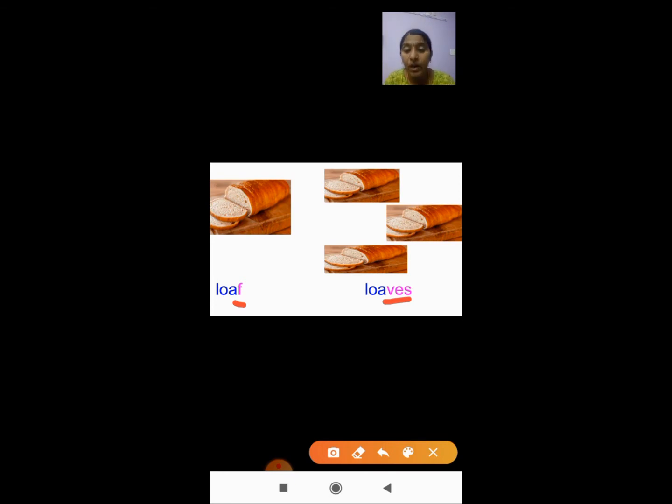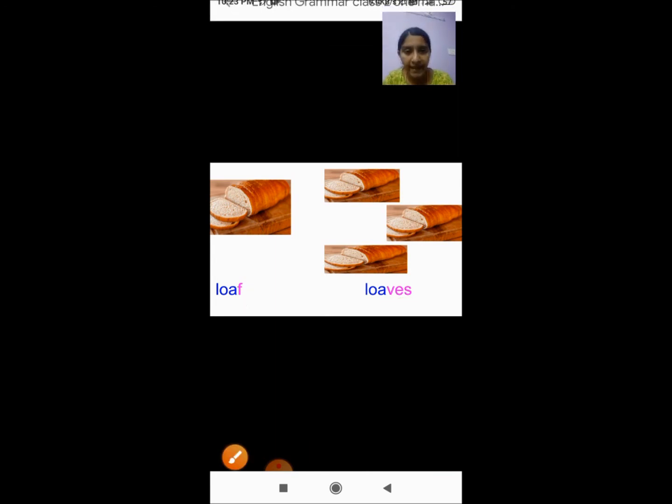Now the second one: if you see an F, we are just going to remove the F and add VES. Instead of F, we are going to add VES. This is the second one.